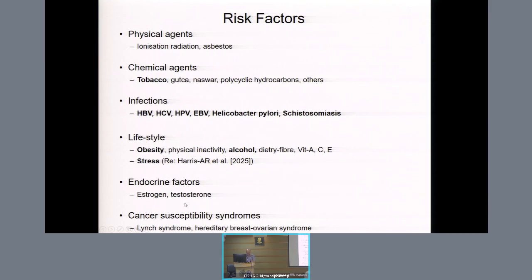Endocrine factors: estrogen and testosterone. Estrogen is an established cause of cancer in breast, uterine and ovarian cancer, while testosterone is linked to prostate cancer. There are certain genetic syndromes which are associated with cancer. One is Lynch syndrome. The second important one is hereditary breast ovarian syndrome. I will discuss that.